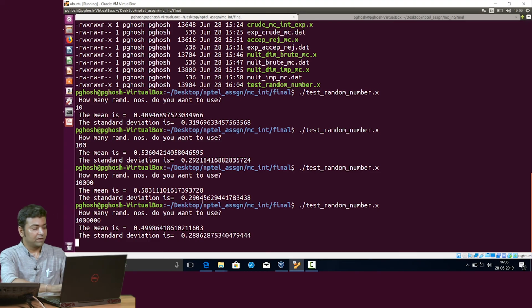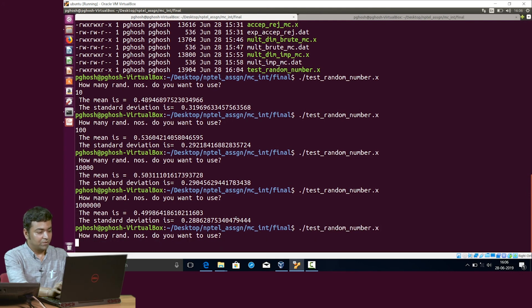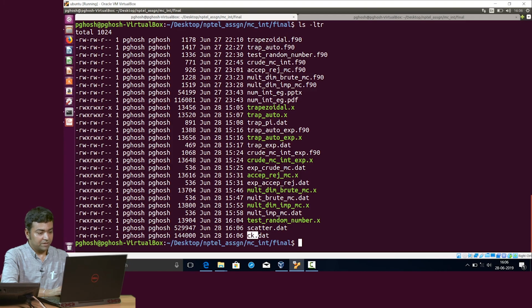It is taking time because it is computing the correlation function also. Okay, now let us look at what happens to the correlation plot. So, let us do it first with, say, 10,000. If I run it, the data is stored here. You can use any plotting software you want. In my machine I have XMGrace, so I will use XMGrace to plot it.